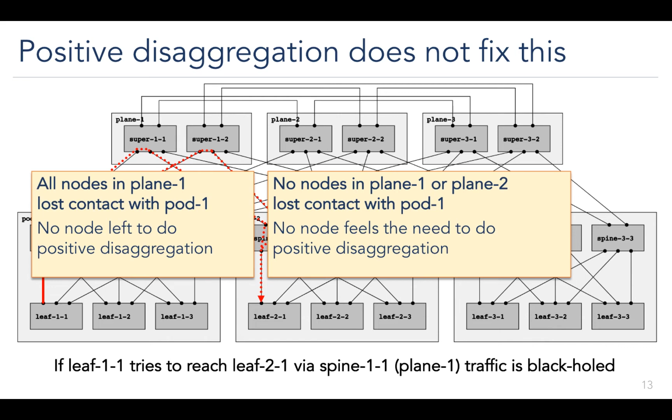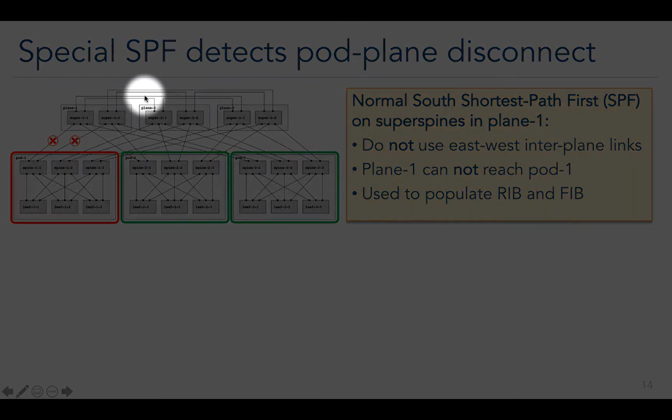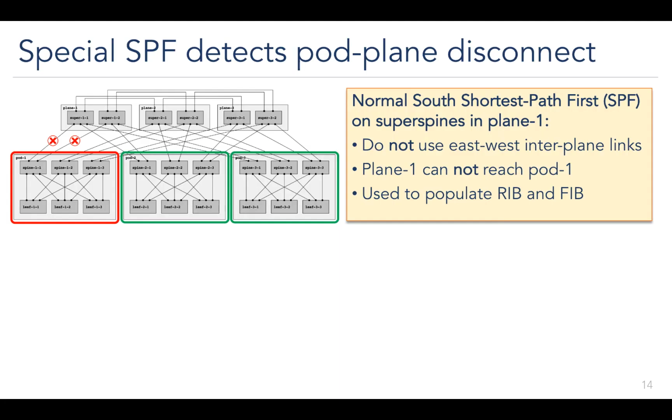The first step in negative disaggregation is for plane 1 to discover that it's disconnected from pod 1. In order to achieve that, these top-of-fabric nodes run 2 instances of the shortest path first algorithm. The first instance, or the first run, which is considered the normal run, is used to populate the forwarding tables. In this normal run, the east-west links between the planes are not allowed to be used, and as a result, the superspine nodes in plane 1 will not discover pod 1 and will not install any routes to the leaves or the spines in pod 1 in the forwarding table.